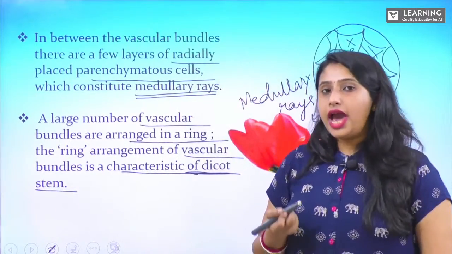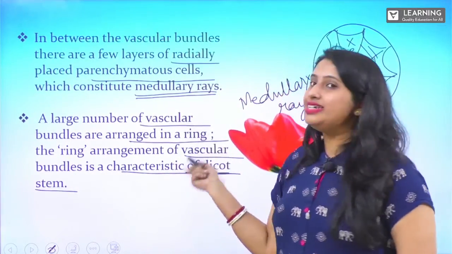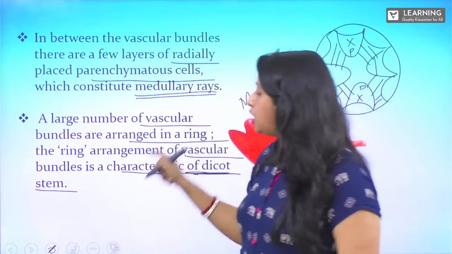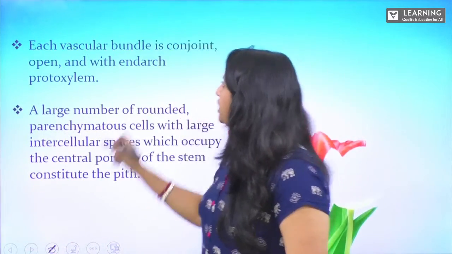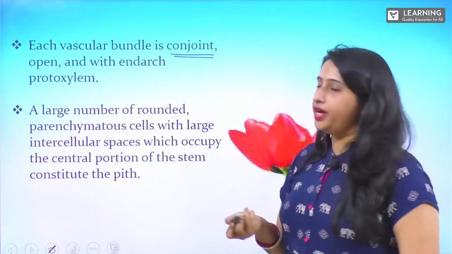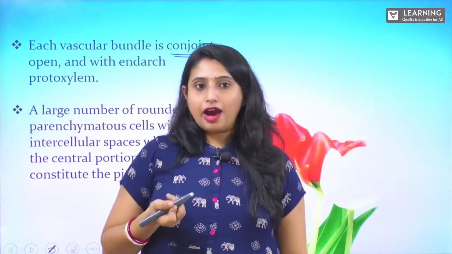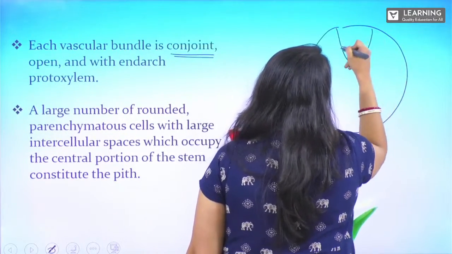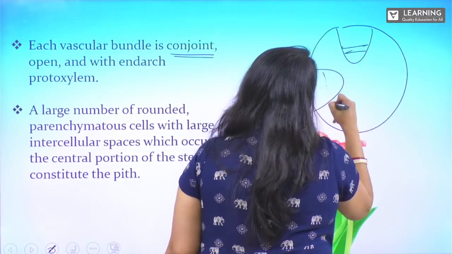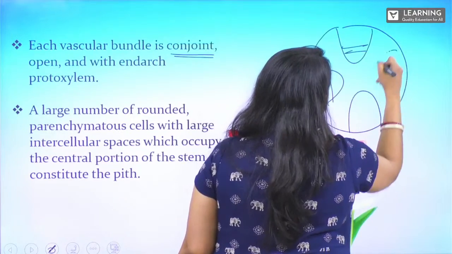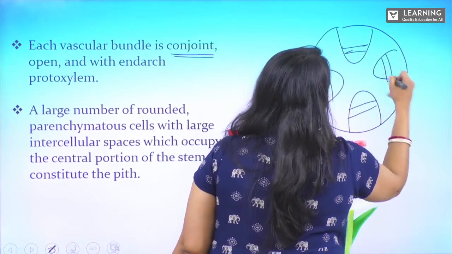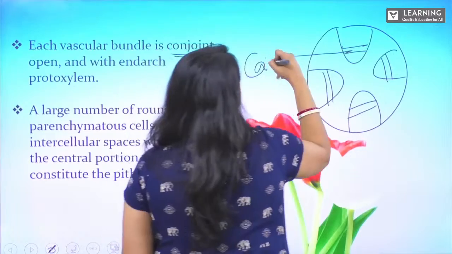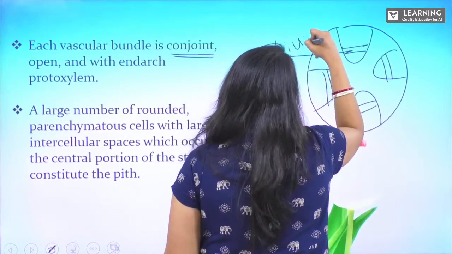So this ring arrangement, how it is arranged, it is the characteristic of your dicot stem. Each vascular bundle is conjoined open. That means they are having what? They are having the cambium. Here you will see the presence of your cambium. All right, so this is open. That is cambium. We will find it.